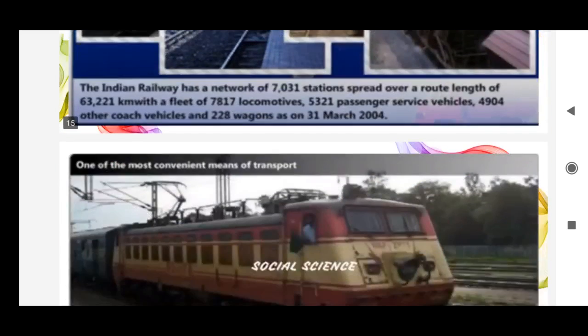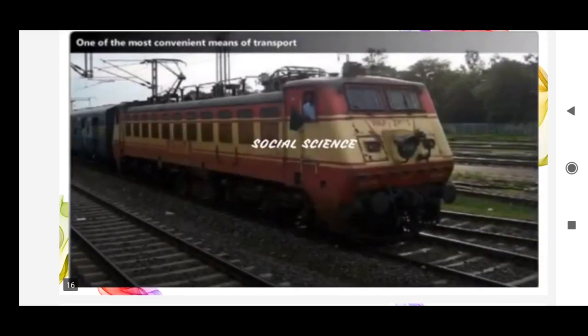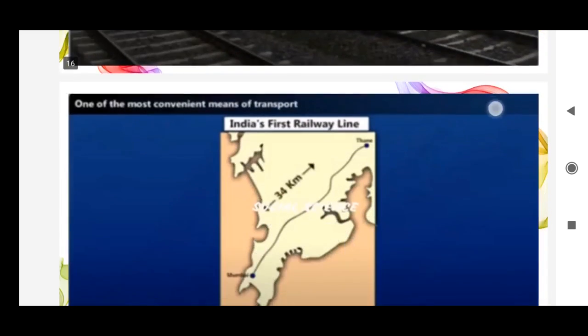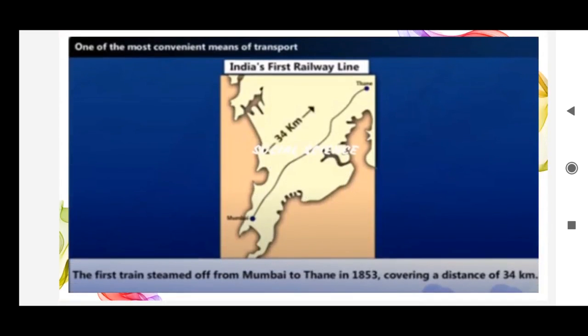Indian Railways is the largest public sector undertaking in the country, children. The first train steamed off from Mumbai to Thane in 1853, covering a distance of about 34 kilometers, children. So this was the first line, built between Mumbai and Thane. In which year, children? 1853, covering a distance of about 34 kilometers.